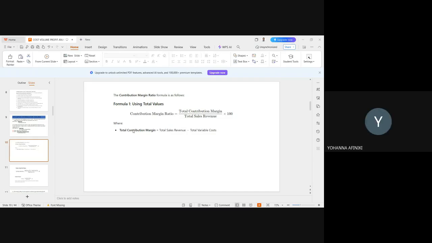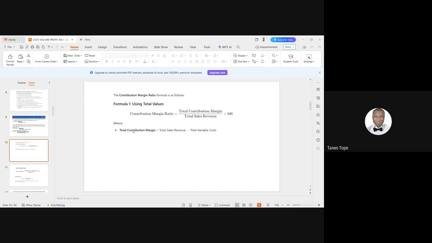To get it in value, it is total fixed cost divided by contribution margin ratio. One of the differences between contribution margin and contribution margin ratio is that one is in value, the other one is in percentage. Yes, so that is it.